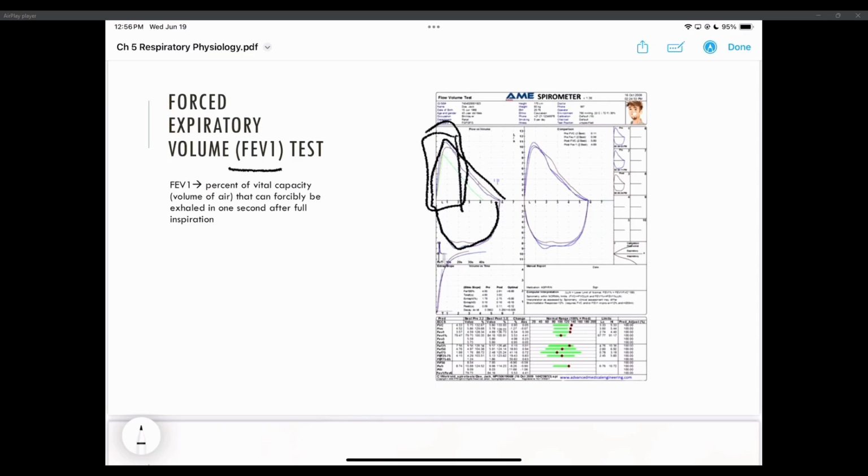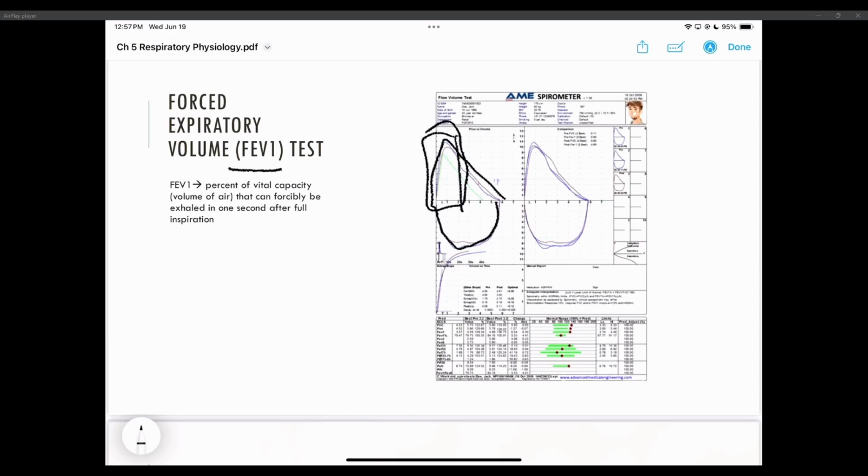Now, what is the other type of lung diseases? You have obstructive diseases and you have, what's the other one? Restrictive diseases. Restrictive diseases have no problems with flow. Their problem is volume. They just can't get a lot of volume of air in. But they can move it very easily.